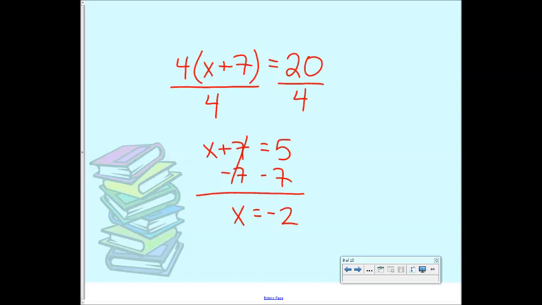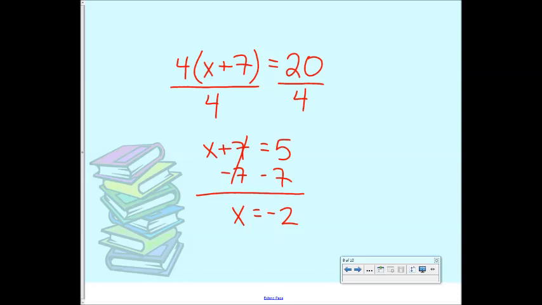I typically look at the problem and say, if it goes into it, I'm going to do the division first, because then I'm working with smaller numbers, and I like smaller numbers better than bigger numbers. So it's really up to you. Your options are whatever you want to do that makes your life easier.